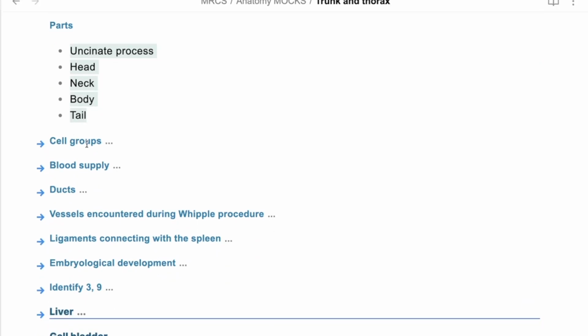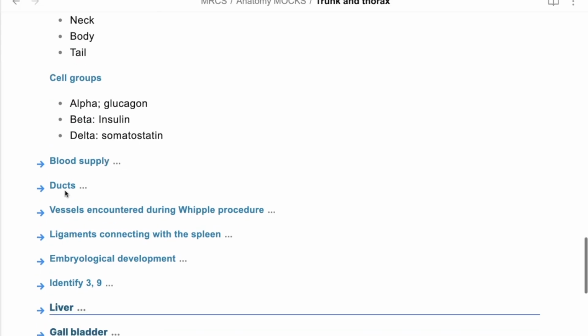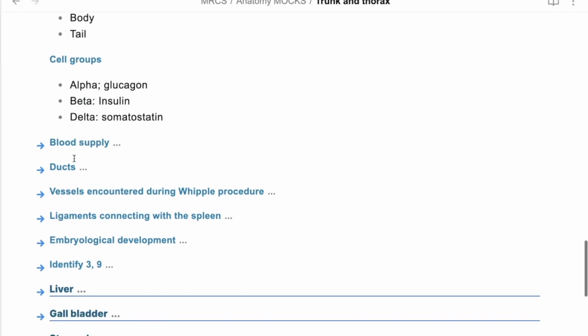Okay. Can you tell me the cell groups in the pancreas? Yeah, the pancreas is divided into exocrine and endocrine. The endocrine part has the alpha cells, which release glucagon, the beta cells, which release insulin, and the delta cells, which release somatostatin. Right. Well done.